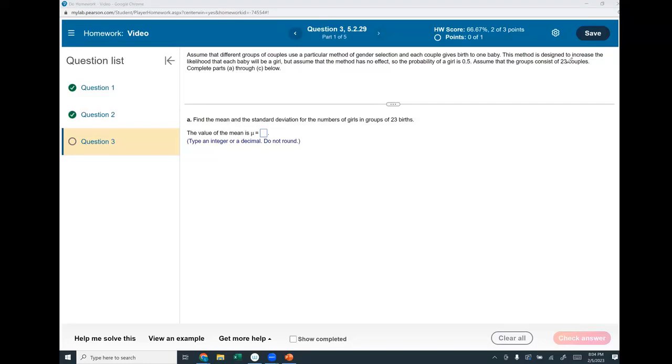Okay, so this is important. It says find the mean and the standard deviation for the number of girls in groups of 23 births. Remember the mean is equal to N times P. Here N is 23 and the probability is 0.5. So if I multiply that together, half of 23 is 11.5.